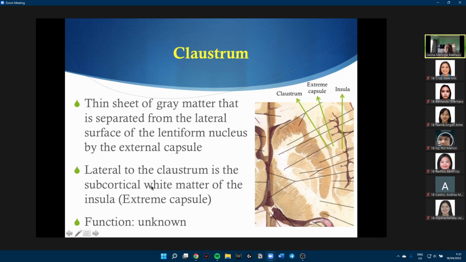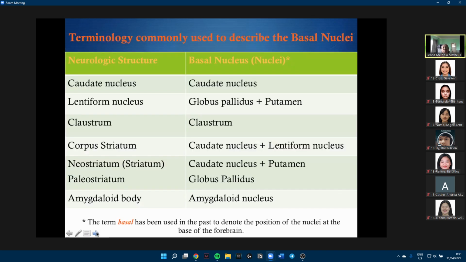Now, as to function, apparently at the moment, the function is still unknown. Maybe that is why it is still very narrow, because the function is not so well shown or obvious. Later on, maybe when the claustrum gets thicker, we will see its function. So these are the terminologies that you should know. The caudate is now known still as the caudate nucleus. The lentiform refers to the globus pallidus and the putamen, and the claustrum is still the claustrum.